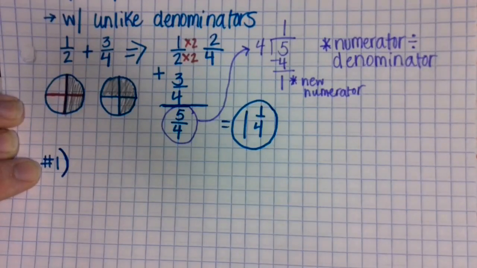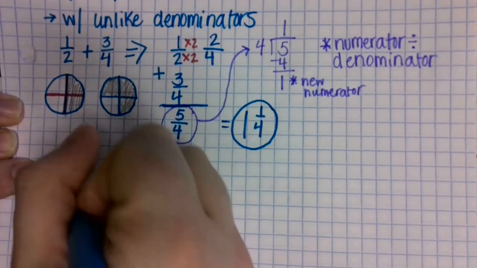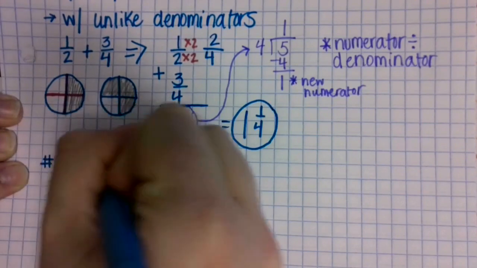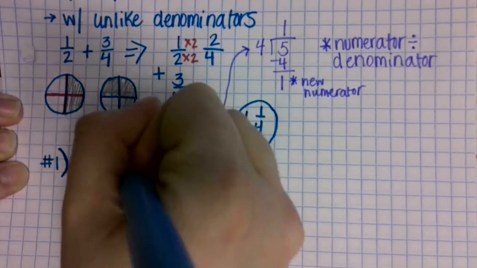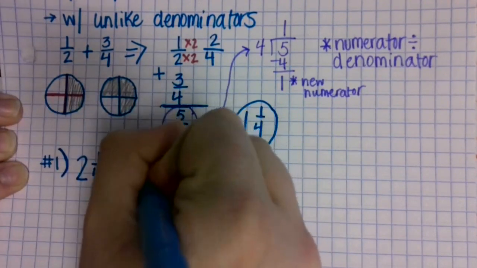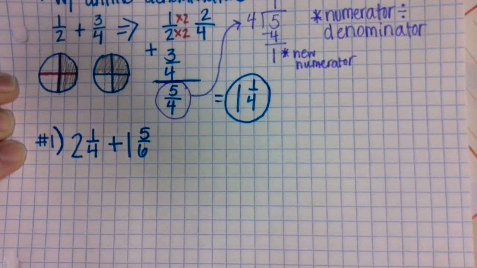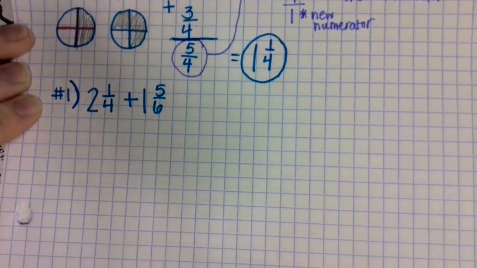We're going to call this number 1, and number 1 is going to be 2 1/4 plus 1 5/6. So we're up the ante a little bit, making it a little more difficult. I'm going to scooch this up so hopefully you can see a little bit.